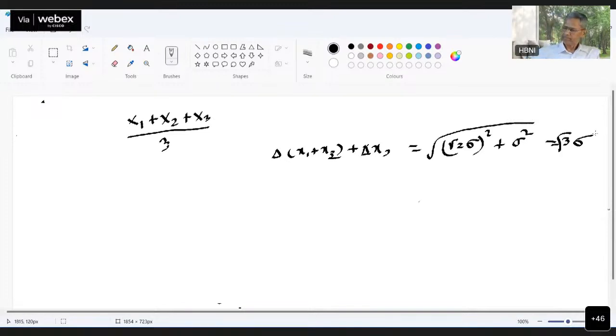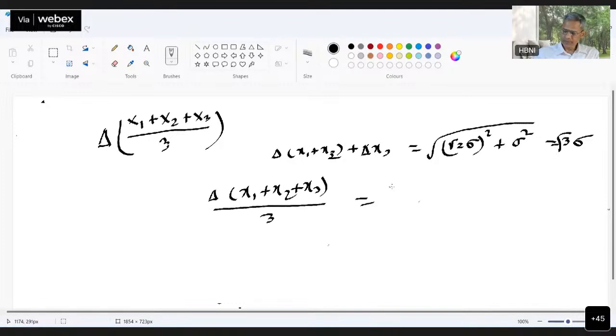You can do this. So this can be generalized, because if you want to take the average of 3 numbers, then your error is coming like this. The error on the average, delta of x1 plus x2 plus x3 divided by 3, is equal to root 3 sigma by 3. That is equal to sigma by root 3.